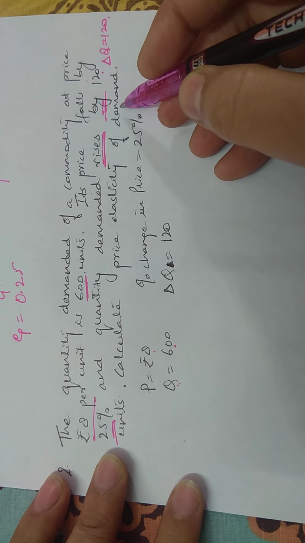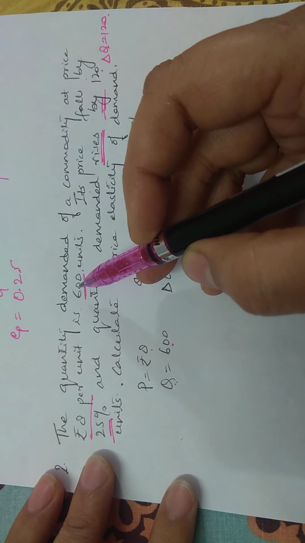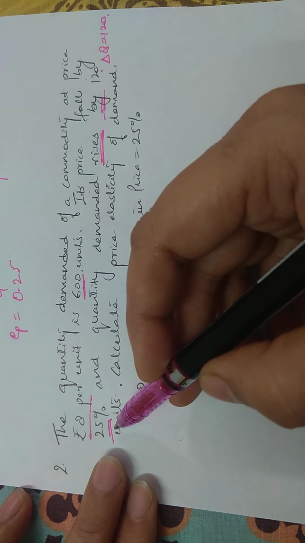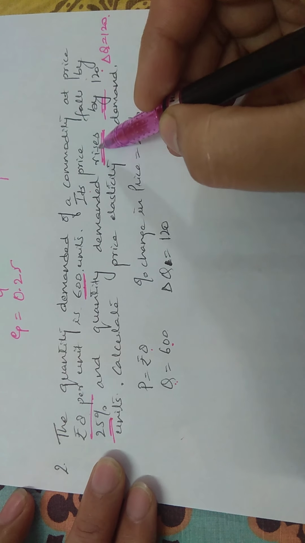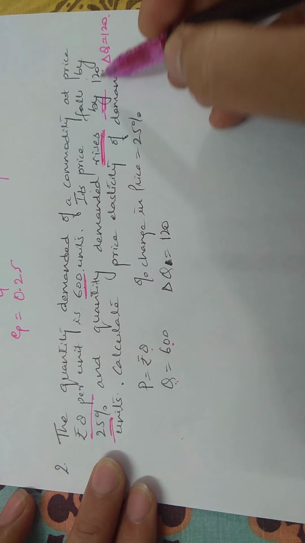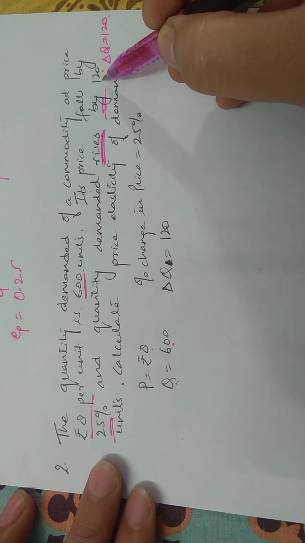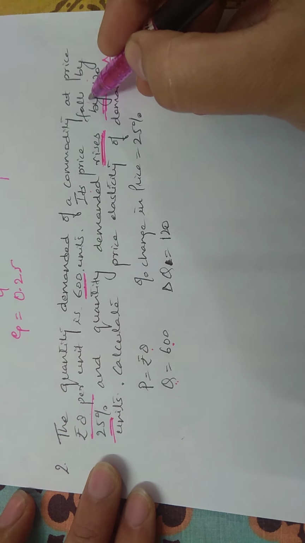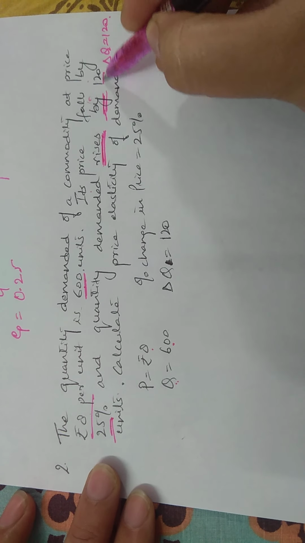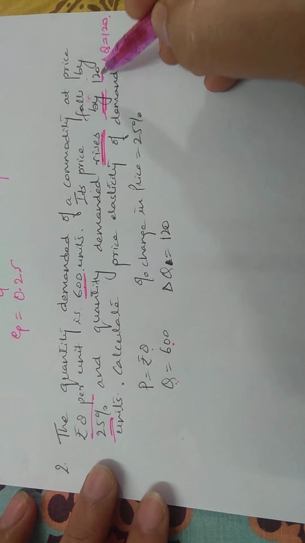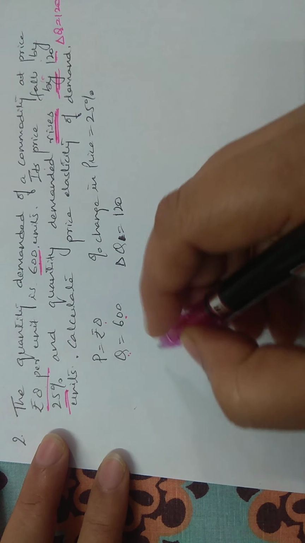Calculate price elasticity of demand. So you have got the initial price, initial quantity, the percentage change in price is already given, and the quantity demanded rises by, and when it says rises by, it means the change in the quantity is 120. Had it been rises to, that would be the final quantity, but this is rises by, so it's saying the change in quantity demanded is 120. So you've got all the values.